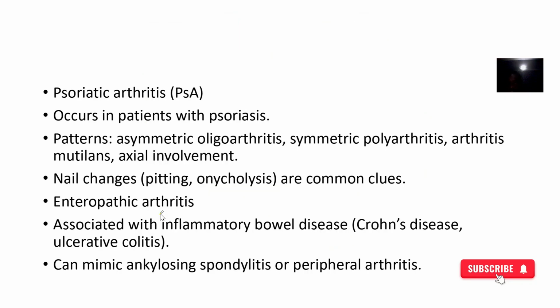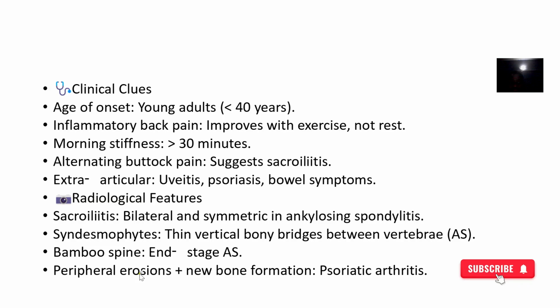Then we have psoriatic arthritis. Okay. It occurs in patients with psoriasis. So nail changes like pitting and onycholysis are common clues. Then enteropathic arthritis includes association with what? Inflammatory bowel disease.